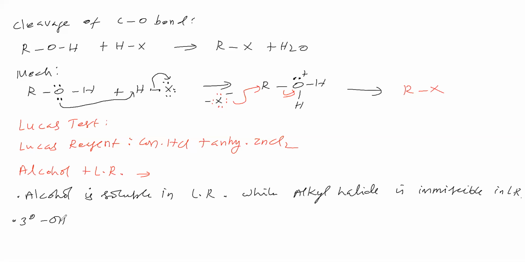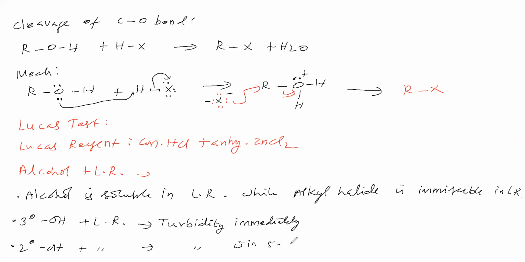I am taking tertiary alcohol. To this Lucas reagent is added. Immediately we are getting turbidity. Turbidity is obtained immediately. We will take secondary alcohol. To this we will add Lucas reagent. What happens? We are getting turbidity within 5 to 10 minutes.